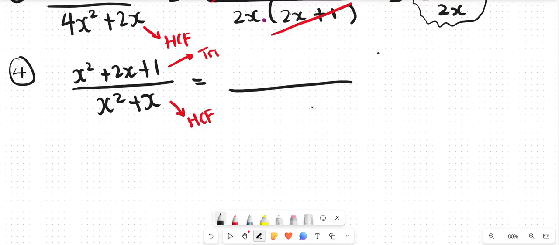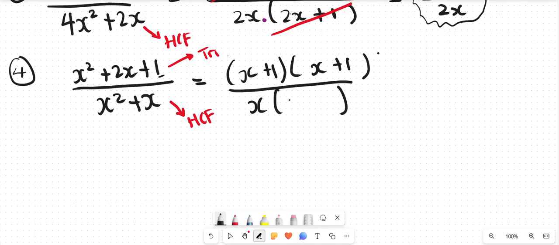I do have a video that is doing all the types of factorization that you need to do. So maybe go watch that video first before you can proceed with this video. All right, so a trinomial, I open my 2 brackets. Factors of 1 that add to give me a 2. It's going to be a positive 1 and another positive 1. Then at the bottom, I take out my x as the common factor. I get an x plus 1.